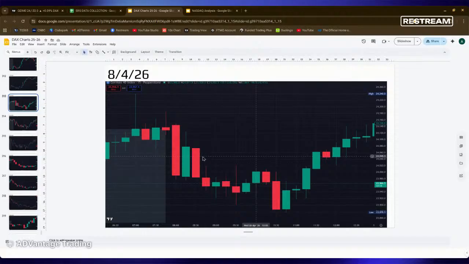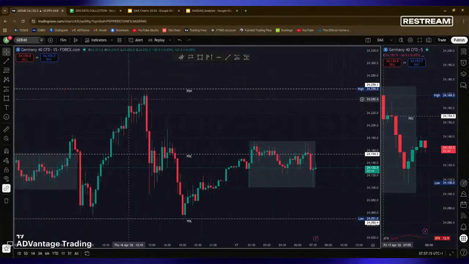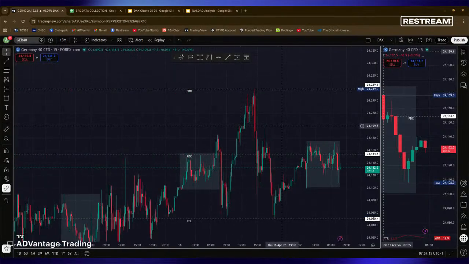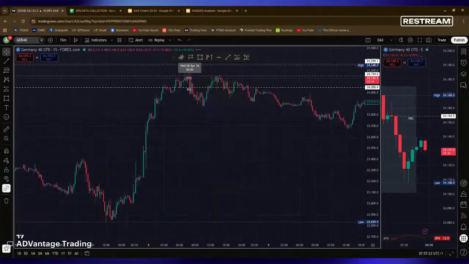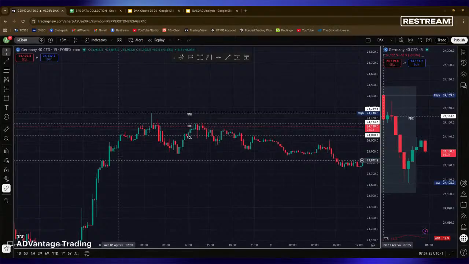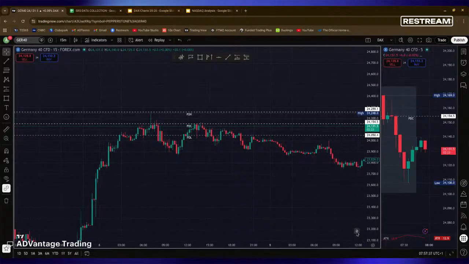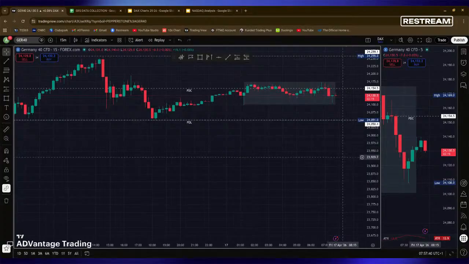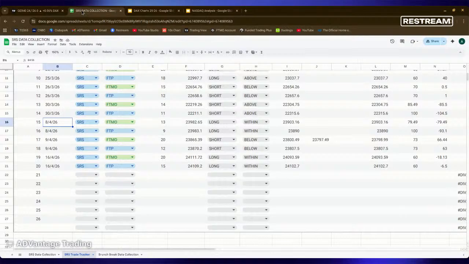So we have, I'm not sure if this is a gap up or down. Let's go back and check. Let's go to the 8th of April real quick. Okay, so this was a gap up. Yeah, this was a gap up. Okay. Market's opening in 2 minutes, so I'll try and be quick with this, and then we can watch the live chart.